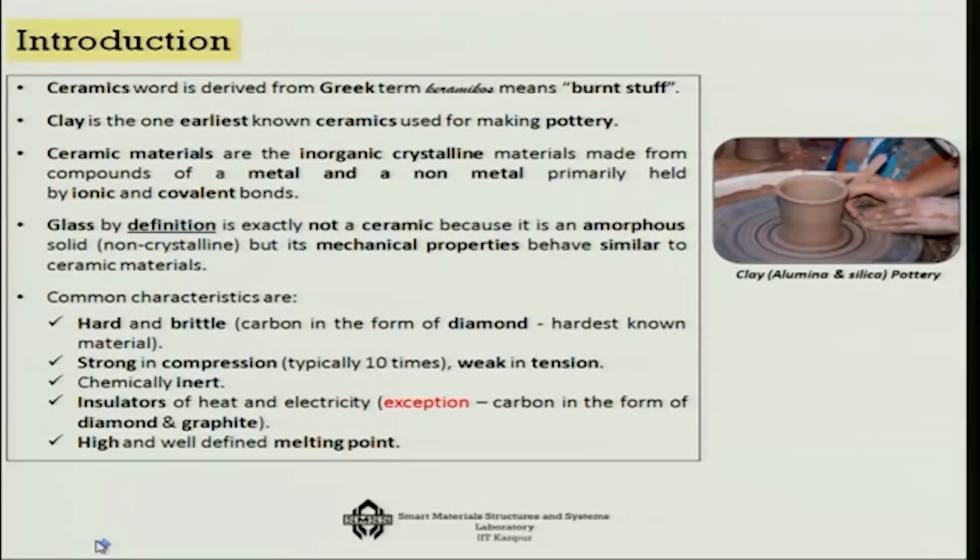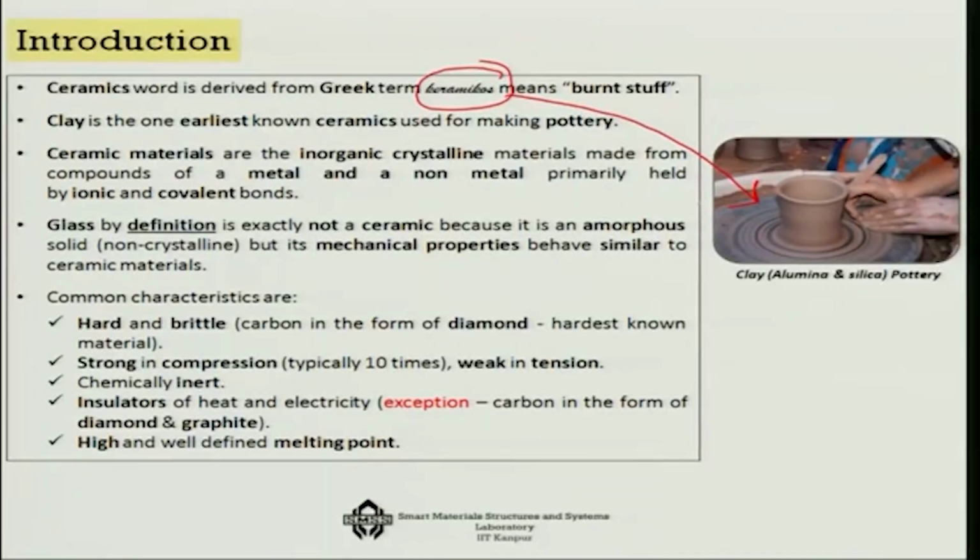So first we will talk about a little bit of introduction, then the classification of ceramics, and then the ceramic crystal structure. Now the name ceramics, as I told you, this whole thing is very ancient in nature. The name itself has a very ancient root, because it is derived from a Greek term, keramikos, which actually means burned stuff. In earlier days, ceramics was always associated with pottery. Clay is the earliest known ceramic used in potteries, and that is mostly alumina and silica type of material.